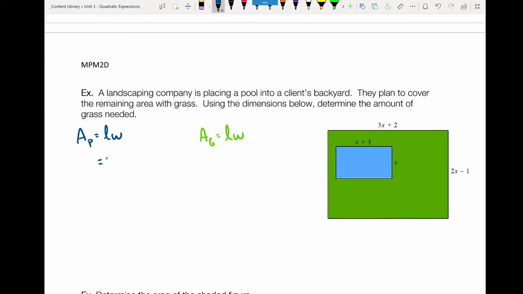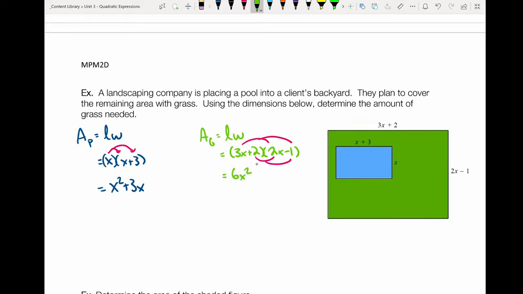So for the pool, we have x times x plus 3, distributive property, x squared plus 3x. If I look at the next one, we have 3x plus 2 and 2x minus 1. Here I'm going to use my FOIL method and get 6x squared minus 3x plus 4x minus 2. I'm going to collect my like terms: 6x squared plus 1x minus 2.